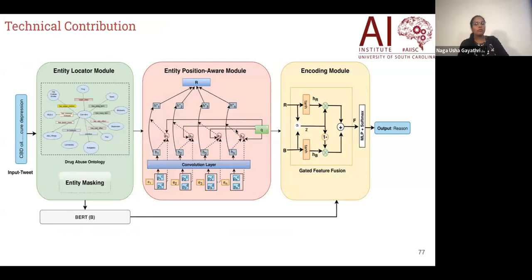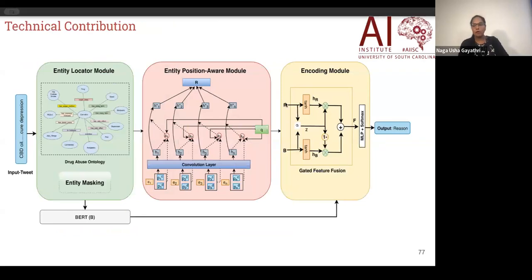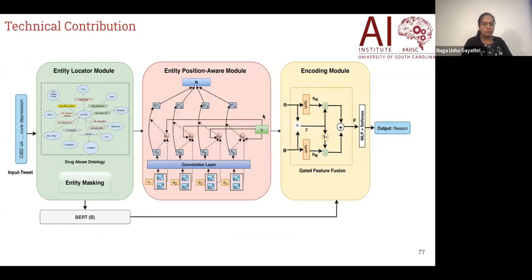I would like to go quickly in the interest of time. So we have the gated K-BERT framework here, which has 3 modules: the entity locator module, the entity position aware module, and the encoding module.